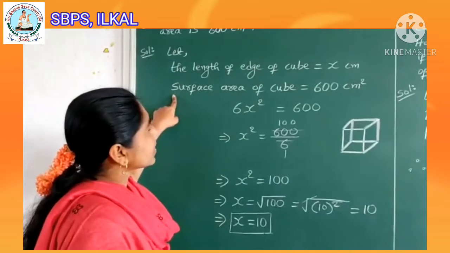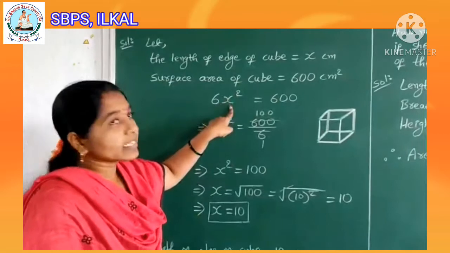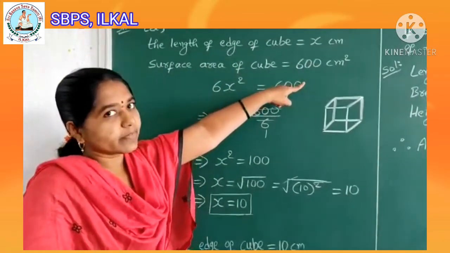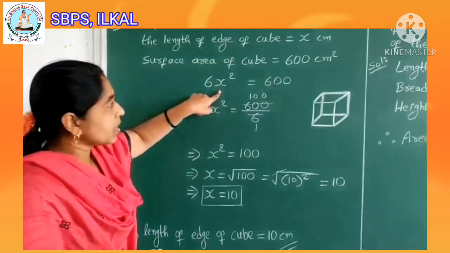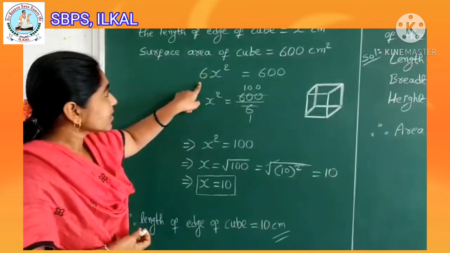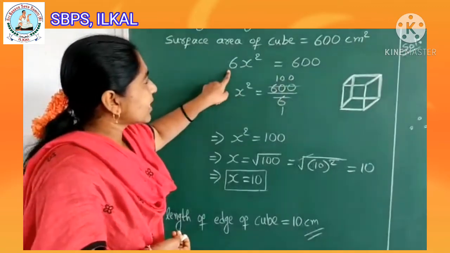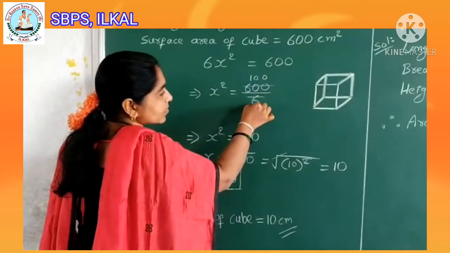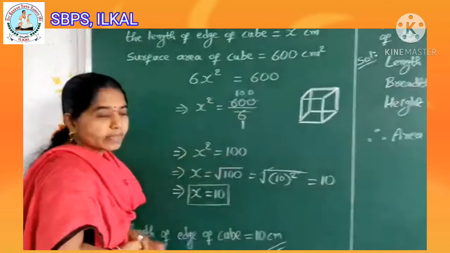Surface area of cube is equal to, we know that surface area of cube is equal to 6a square. Here surface area of cube is equal to 600 square centimeter, they gave. But the formula is 6 into a square. A means side of a cube. Here we consider it as x. Then x square we will write. 6x square is equal to 600, they gave. x square is equal to, transpose 6 to the right hand side, 600 divided by 6, it will become 100. 6 ones are 6, 0, 0. x square is equal to 100 we got.